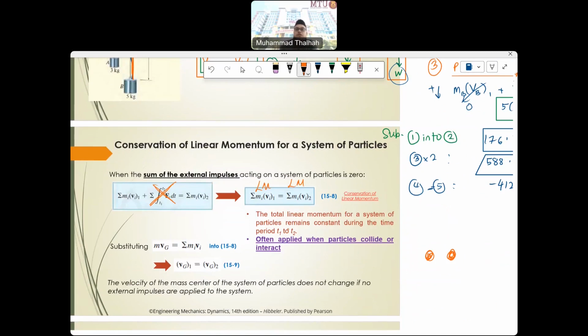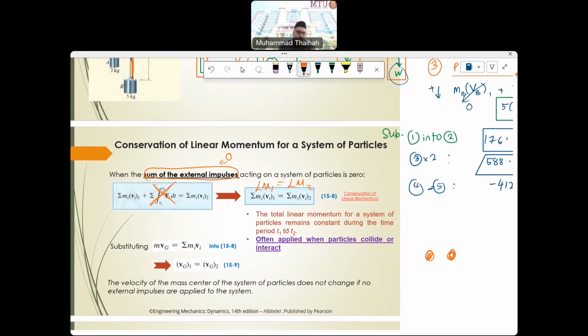And you see, without the impulse in the middle term here, the linear momentum is conserved. The linear momentum at time 1 is going to equal the linear momentum at time 2. That is what we call the conservation of linear momentum, whereby the sum of the external impulse equals 0. This happens often when particles collide or interact with each other.